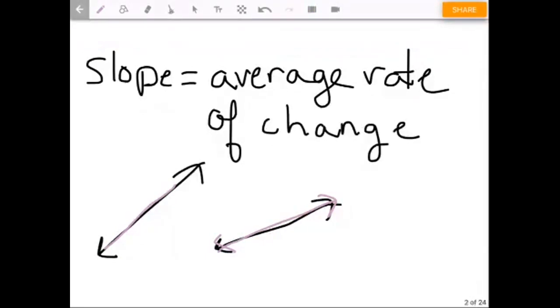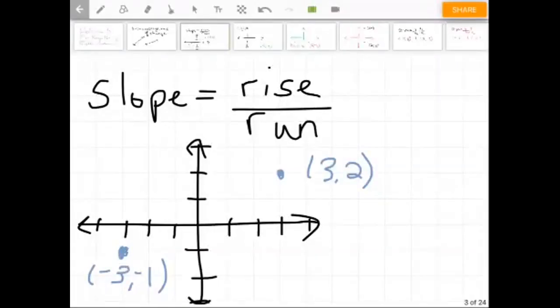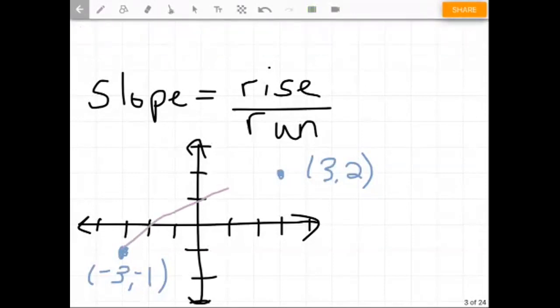In order to calculate slope, we can use a couple of different definitions. The first definition that we're going to talk about is slope as rise over run. So what does that mean? Well, if you look here, we have a graph with 2 points: -3, -1 and 3, 2. And we want to calculate the slope between these 2 points.